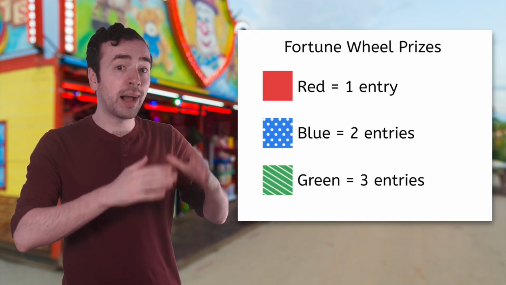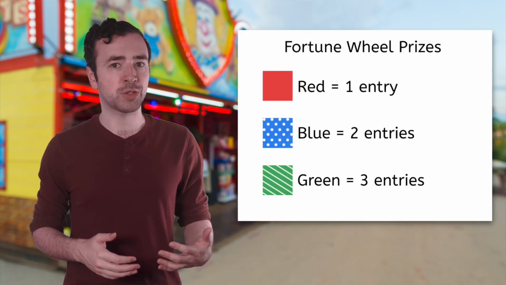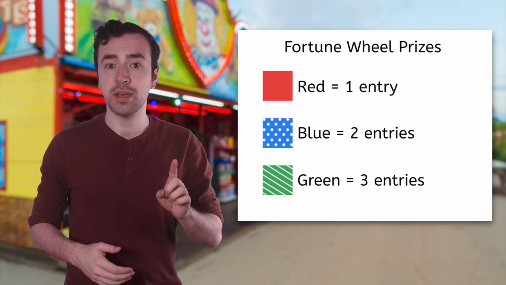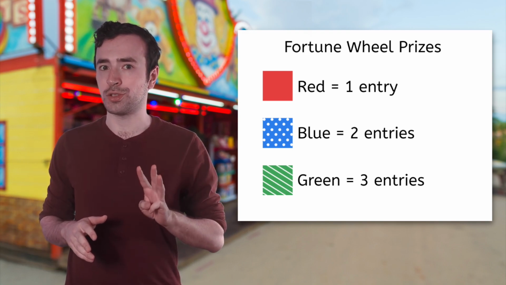Now my lucky socks and I are waiting in line at the fortune wheel. It's this huge wheel made up of different colored sections, and whichever color I land on when I spin it will give me a number of contest entries. Red is 1 entry, blue is 2 entries, and green is 3 entries.